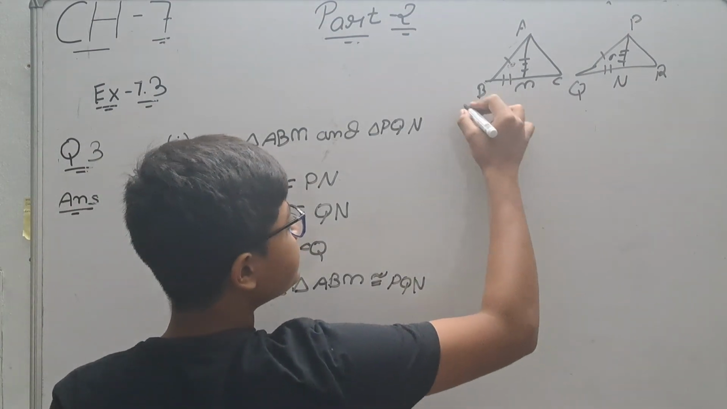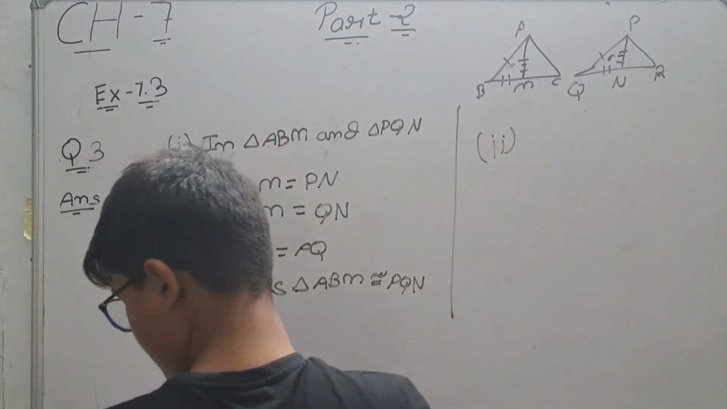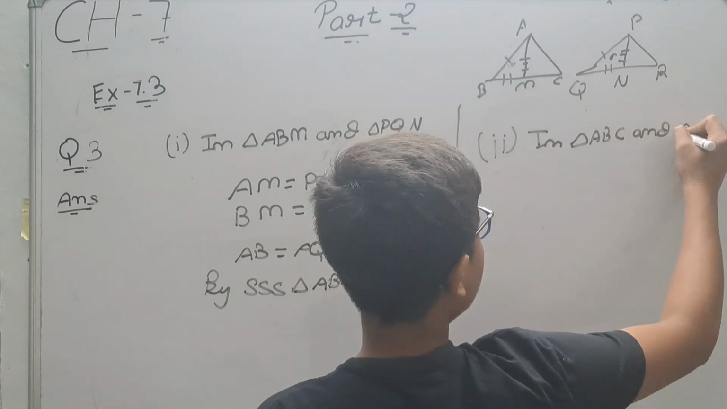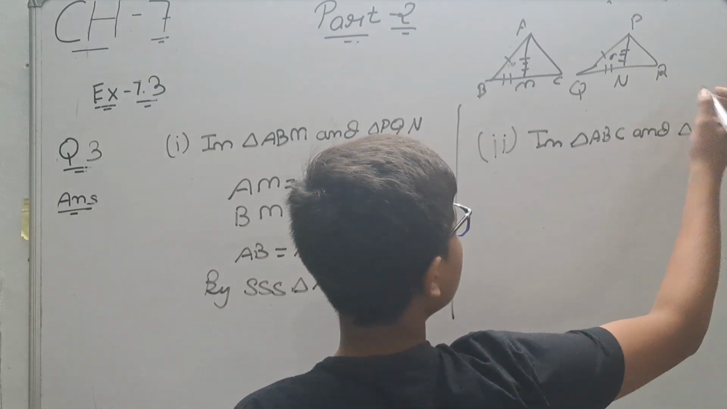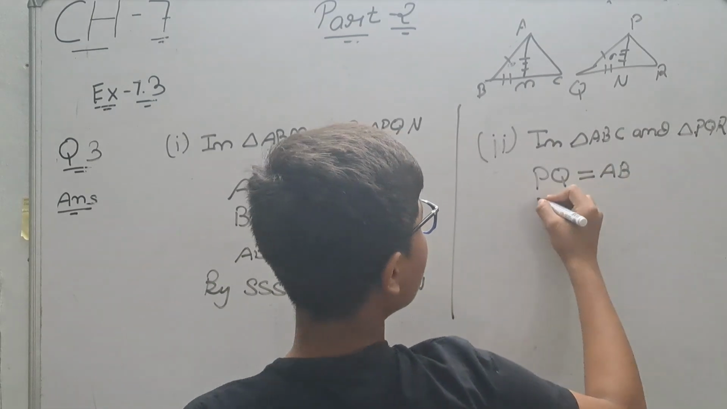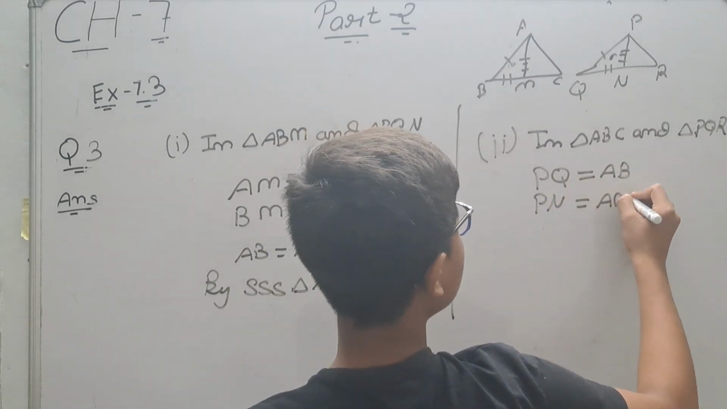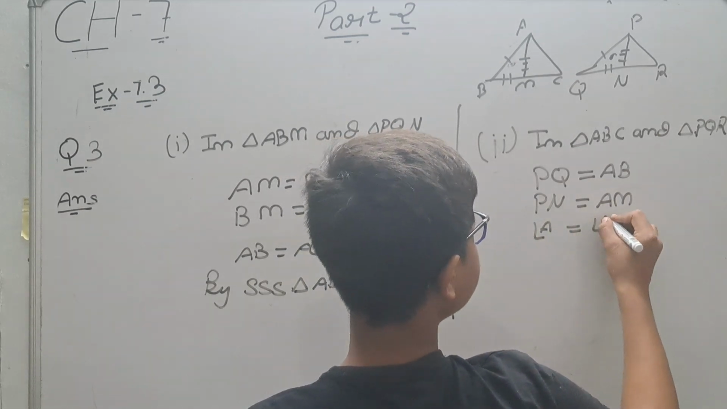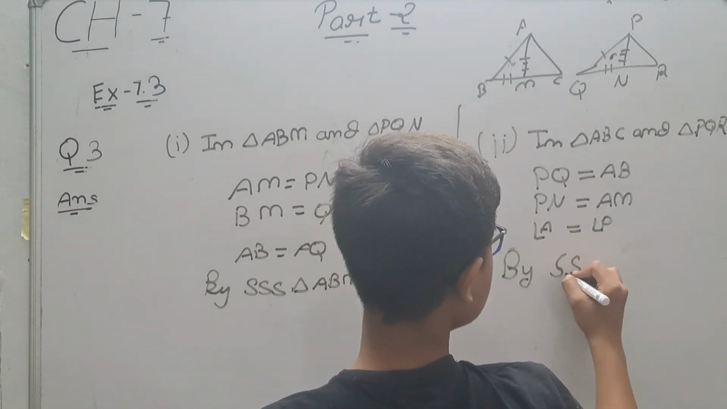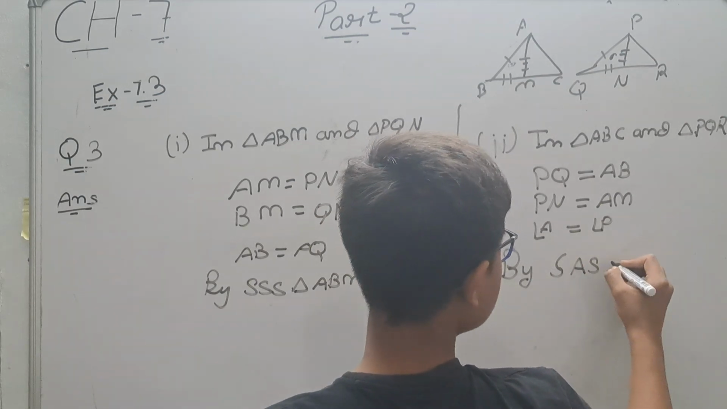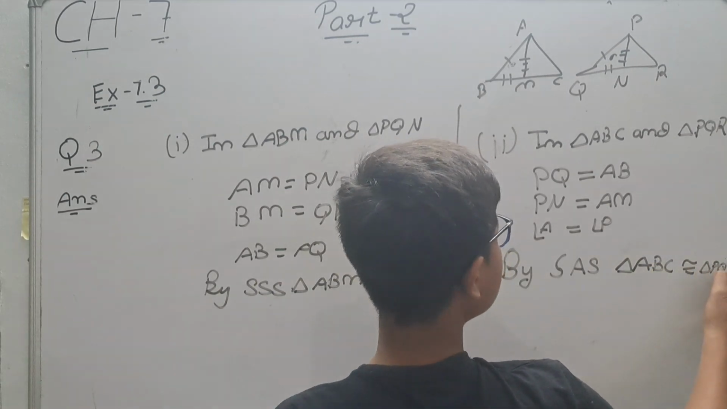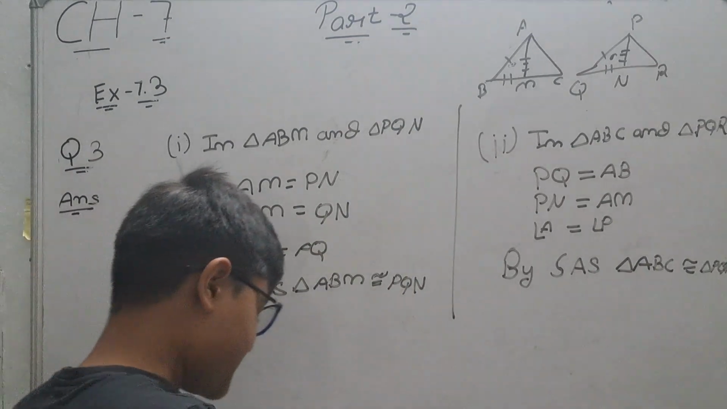Okay, let's do part 2. In part 2 we have to prove that in triangle ABC and triangle PQR, PQ is equal to AB, PN is equal to AN, and angle A is equal to angle P. So by SAS, triangle ABC is congruent to triangle PQR. So students, here we have done question number 3.